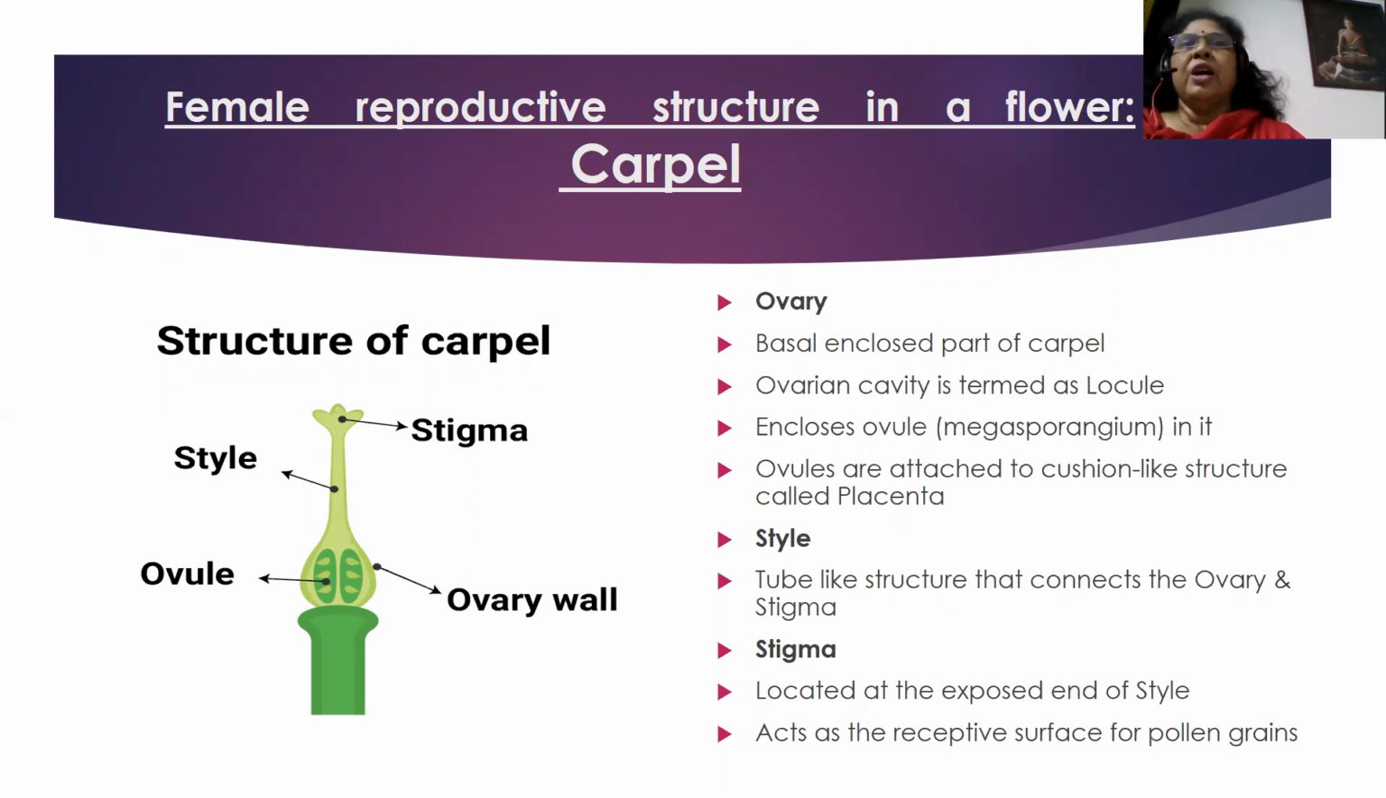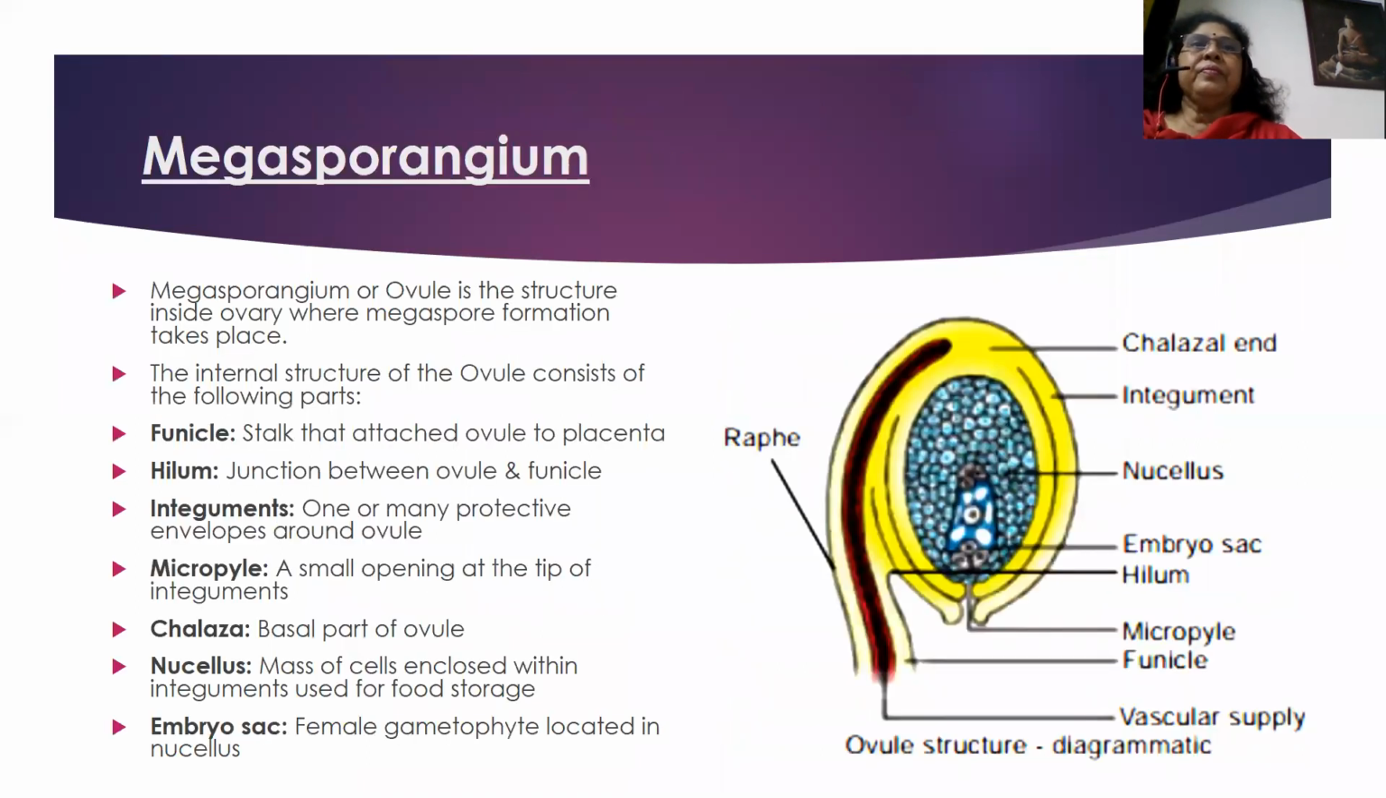And you all know that the carpel is made up of what? Ovary, style and stigma. Ovary, that is the basal part, and it has an ovarian cavity. It encloses an ovule within it, and the ovule is attached to the cushion-like structure called placenta. The style connects the ovary with the stigma, and the stigma is a receptive surface for the pollen grains. Now let us talk about megasporangium.